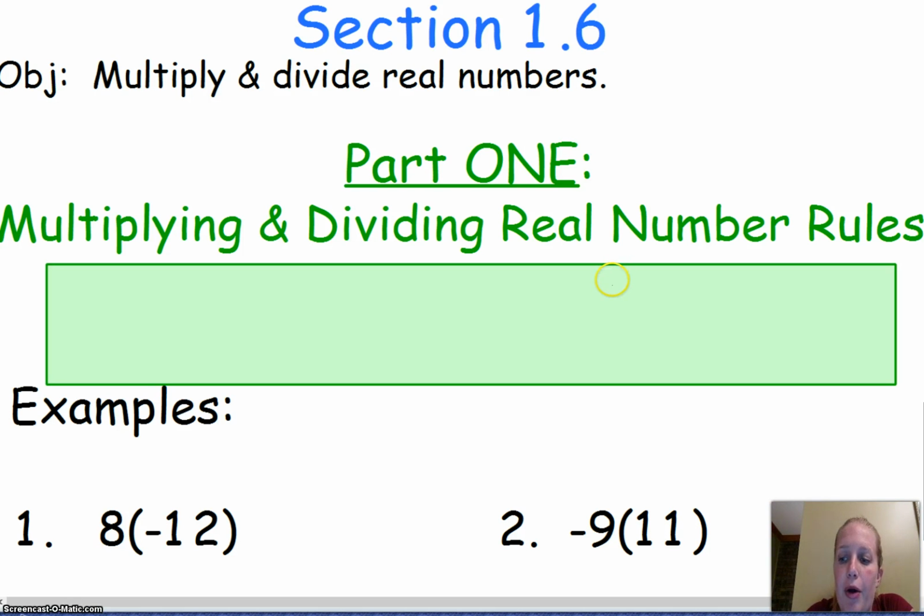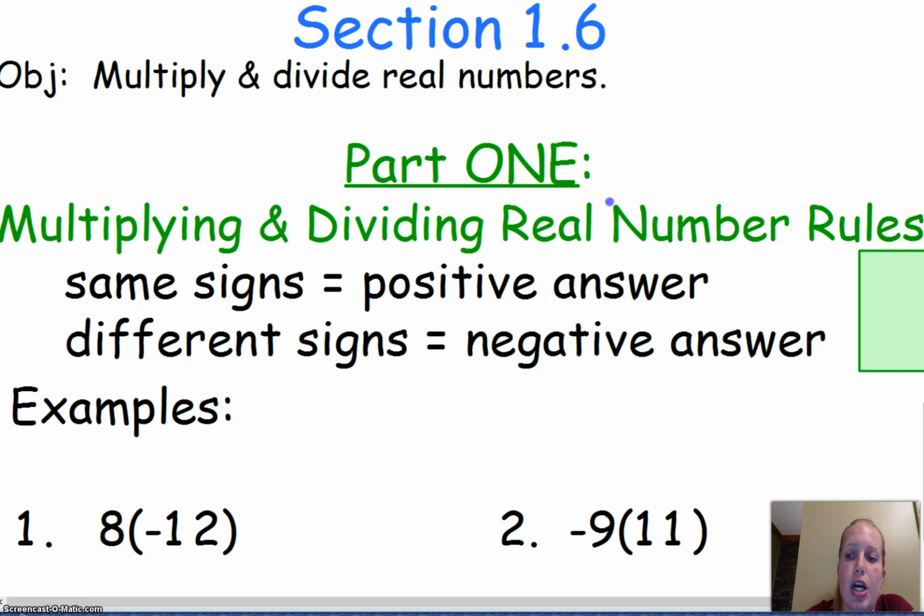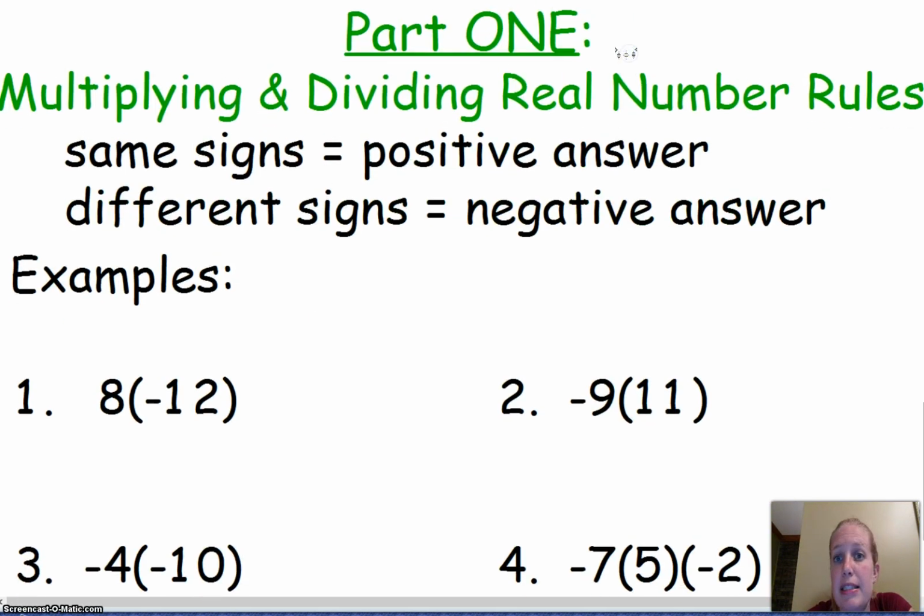Our rules are that if the two items have the same sign, then it will be a positive answer. If they have different signs, it'll be a negative answer. So there's just one set of rules for multiplying and dividing, and they're fairly simple. Try and practice without a calculator. For those of you who think you already know this, maybe pause me and do the problems and see if you get them right.